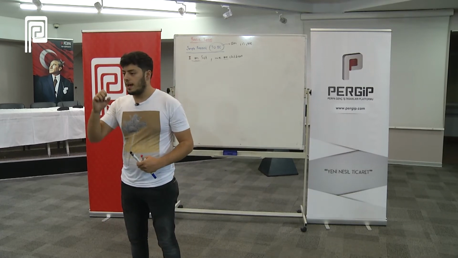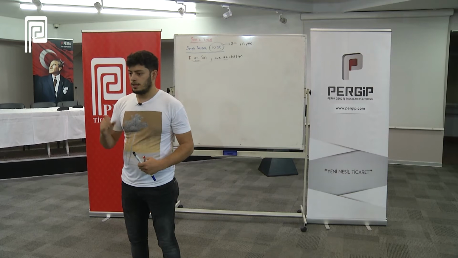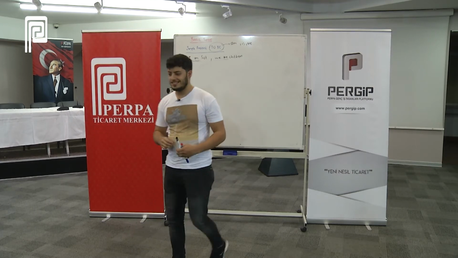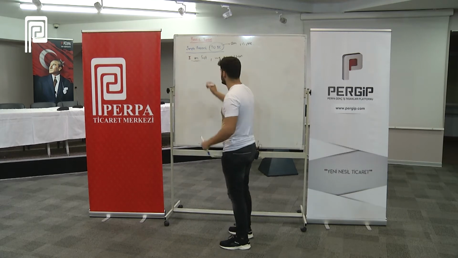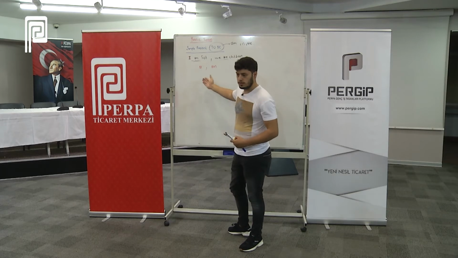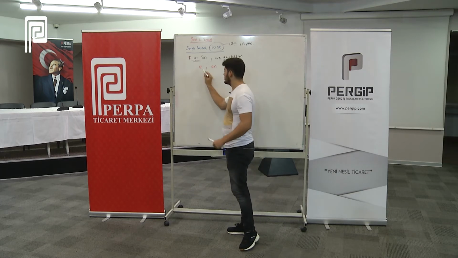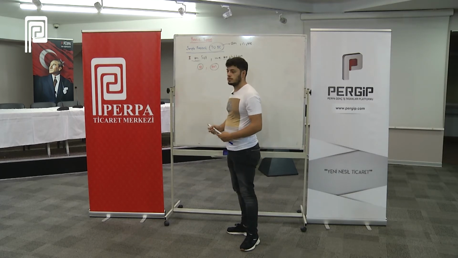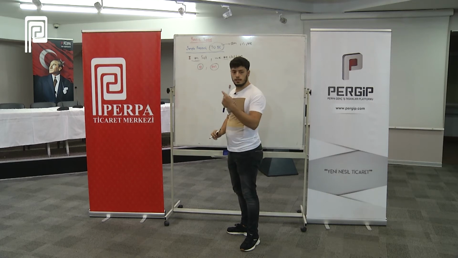Do you know a and an? A and an. Do you know it? What is this? And what is this one? An apple. It means like an apple, I mean one. Talking about the one, the number of it.